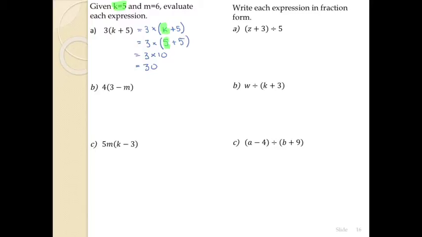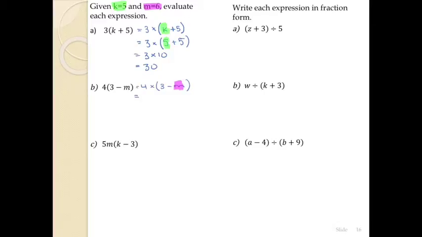Now on the next one, we've got 4 outside of 3 minus m. So I'm going to rewrite that as 4 times 3 minus m. So we've just inserted that multiplication symbol. Now I'm going to do my substitution. So previously we had k is equal to 5 in green. So I'm going to make my m pink, just so that you can see where that substitution is.